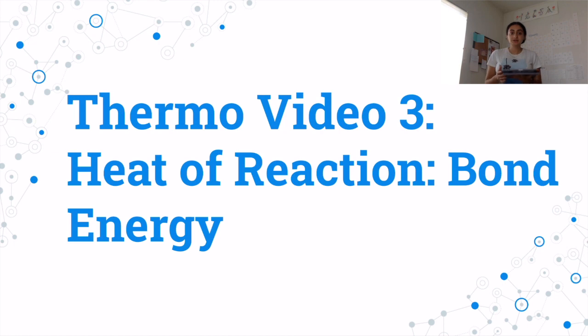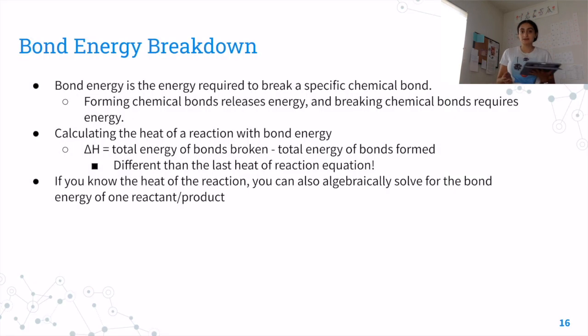So bond energy is the energy required to break a specific chemical bond. And also, as another important piece of information, in a reaction, when you form a chemical bond, you release energy, and when you break a chemical bond, you require energy. So therefore, when we calculate the heat of reaction with bond energy, we are going to calculate the enthalpy by doing the total energy of the bonds broken minus the total energy of the bonds formed.